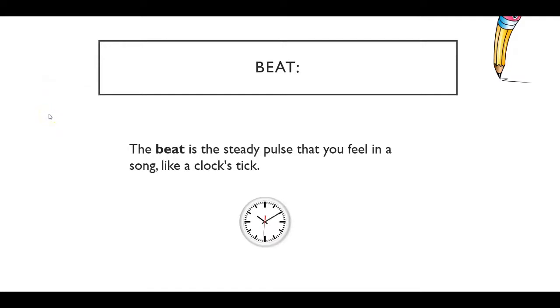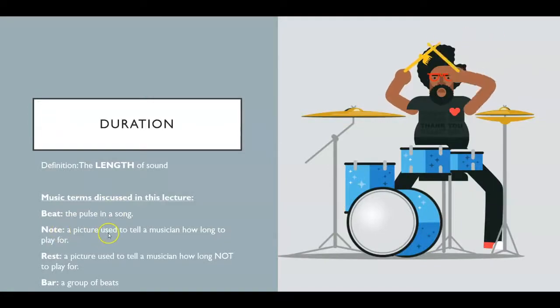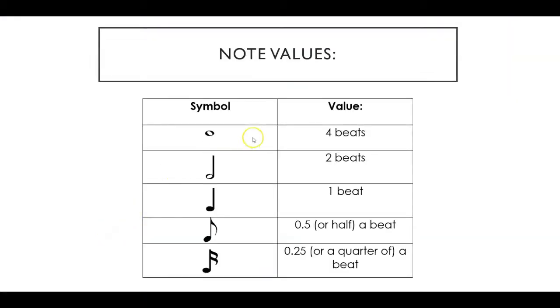Okay, cool. Now we're going to move on to our second term of this lesson, notes. Notes are the pictures that we use in music to tell someone how long to play for. Now the beat is, well, all these notes, they're measured in beats.